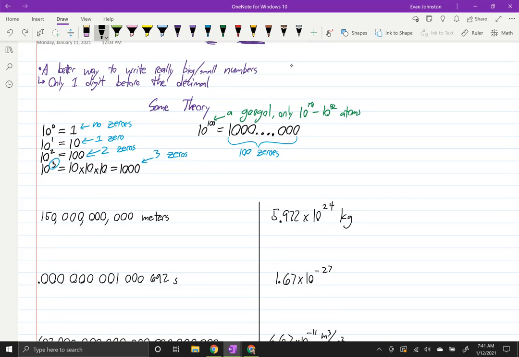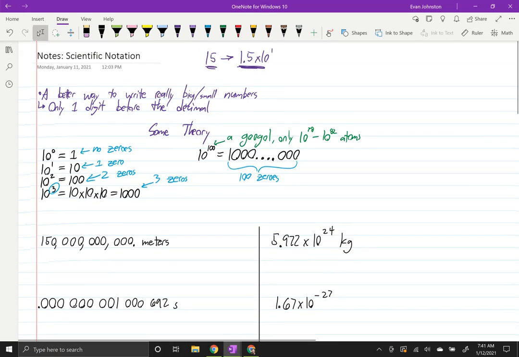Whatever this is, 150 billion, this is meters. This is actually the distance to the sun. And right now, this is in what's called decimal notation. Even though we don't see it, we know that the decimal is really living right there. And so what we want to do, like my example up above, is make it so there's only one digit before the decimal. And so we're going to have a 1.5 here.